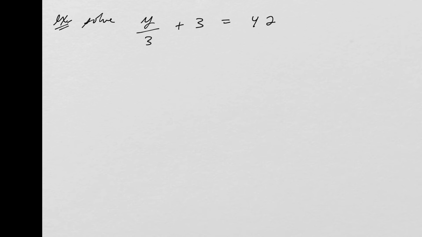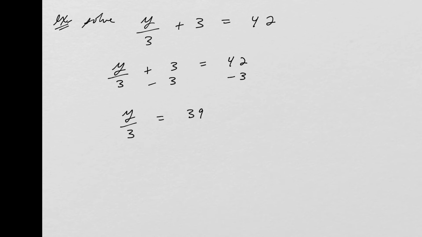Okay, so let's start. Well, we can't immediately just isolate the y, but we can isolate the y over 3, right? I could isolate that by subtracting 3. I get rid of this 3. I can subtract 3 from both sides. So that gives me y over 3 is equal to, and then 42 minus 3 is 39.